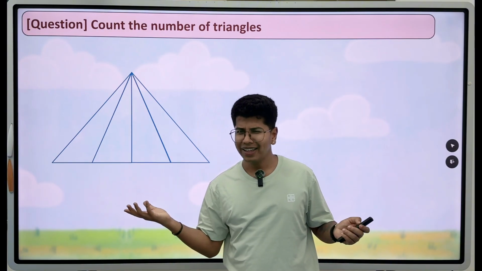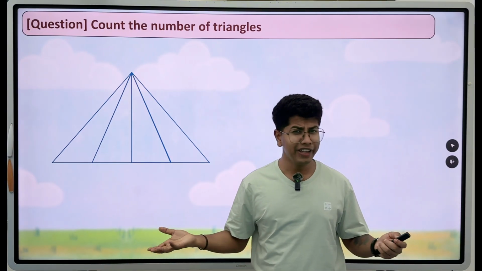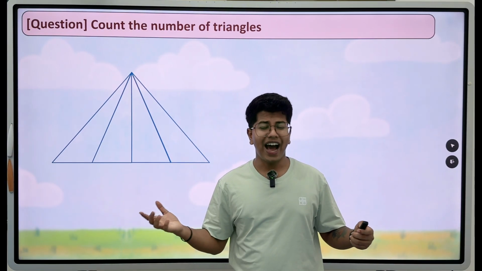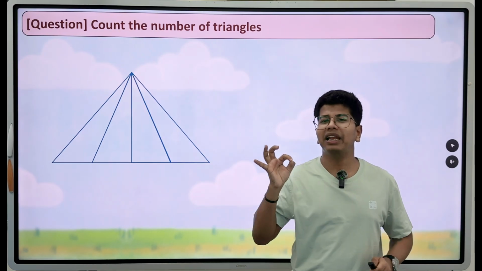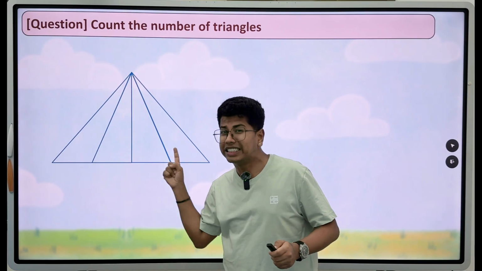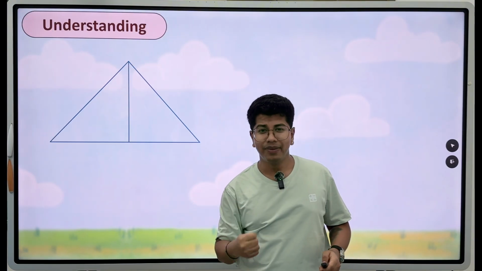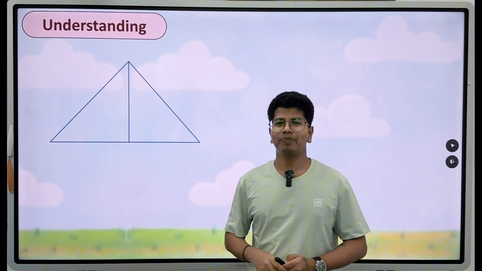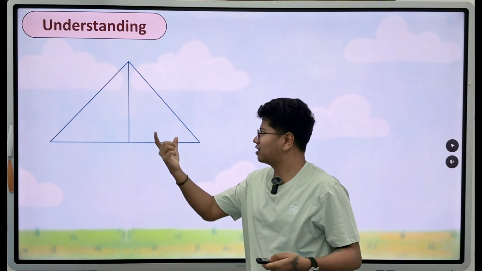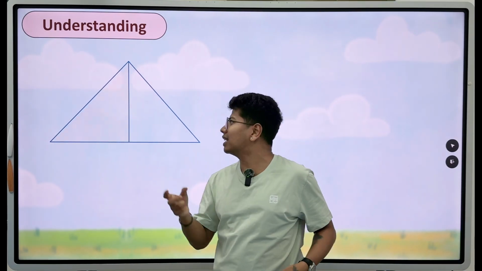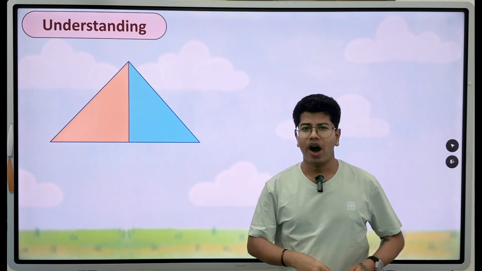Is that all? So we think, oh, there are only 4 triangles here. Are we sure? Let's try to understand using a simple example why there are not just 4 triangles here. So here I have a figure. Now if I want to count the number of triangles here, wow, very fast. We feel it's just 2 triangles, that is 1 here and 1 here.